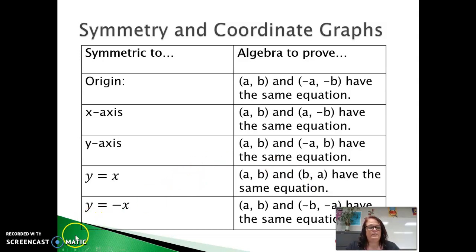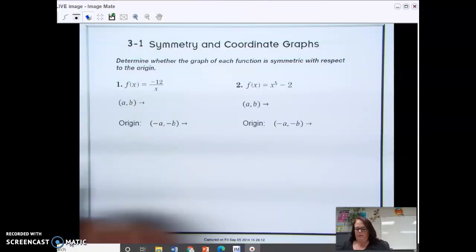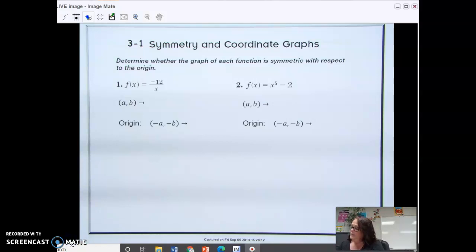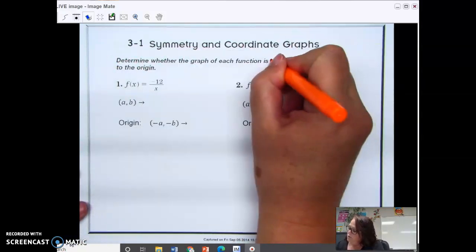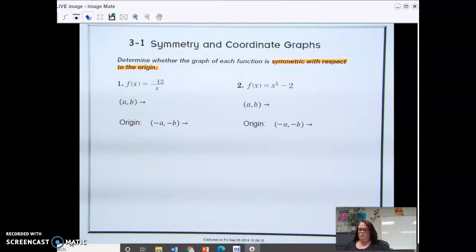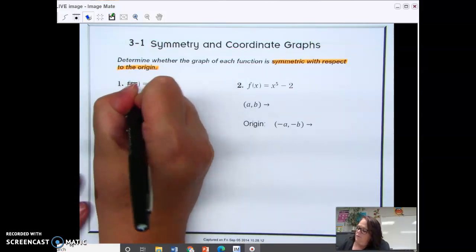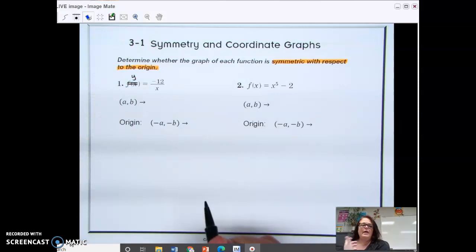And let's go ahead and put this to work. All right, so these first two questions are really only asking if it's going to be symmetric with respect to the origin. So it's not worrying about all the others, just the origin. So make sure that you read the directions carefully to see what it's asking. And remember, anytime we see f of x, we're just saying y equals, and then we know that that's going to be a function.